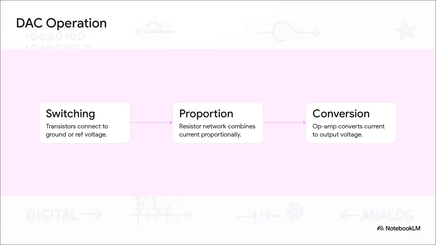Let's see how this physical architecture actually comes together inside the chip. Typically, a DAC relies on what we call an R/2R resistive ladder network. Step 1. Switching transistors take your binary input and connect the internal resistors to either the ground or the reference voltage. Step 2. This highly precise resistor network combines the resulting currents in strict binary proportion. And finally, Step 3. An operational amplifier, or op-amp, takes this mathematically perfect proportional current and converts it into the final, usable output voltage. It is just brilliant circuit design, don't you think?